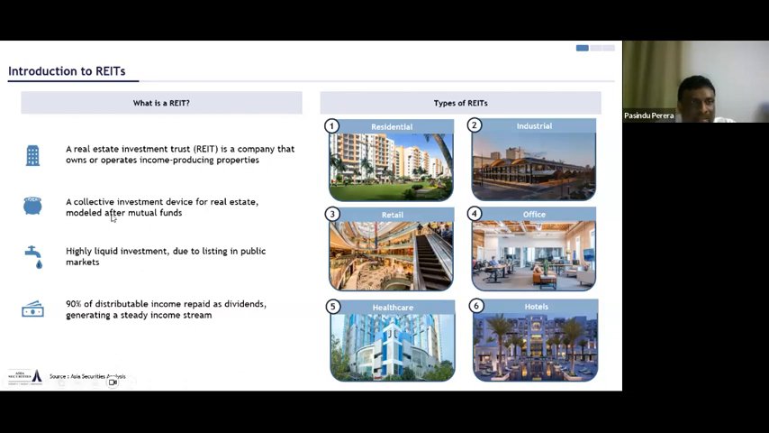But technically, you can form a REIT and list it on the stock exchange. That is possible under the laws in Sri Lanka right now. Then, 90% of distributable income is paid as dividends, generating a steady income stream. Yes, the law globally, and even in Sri Lanka, is that of whatever distributable income you generate from the REIT, 90% needs to be paid out as dividends to the investors who put money into this REIT, right?